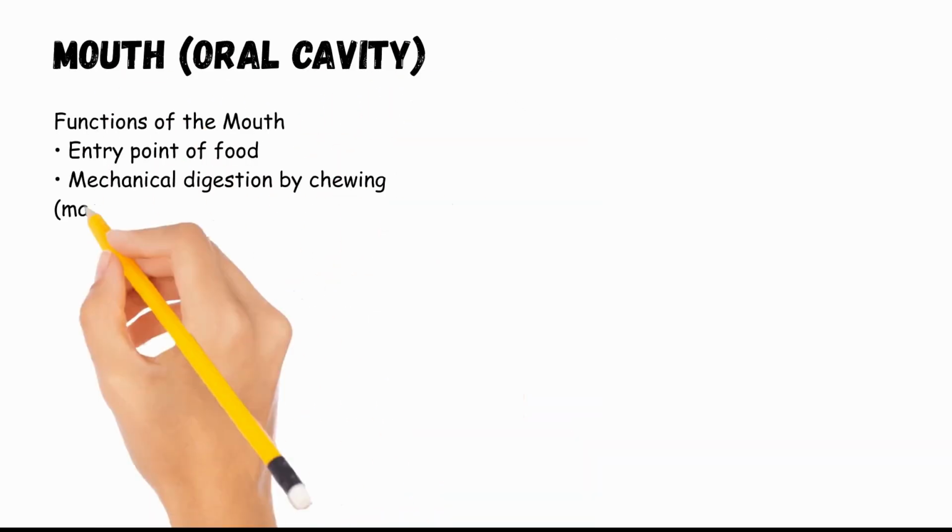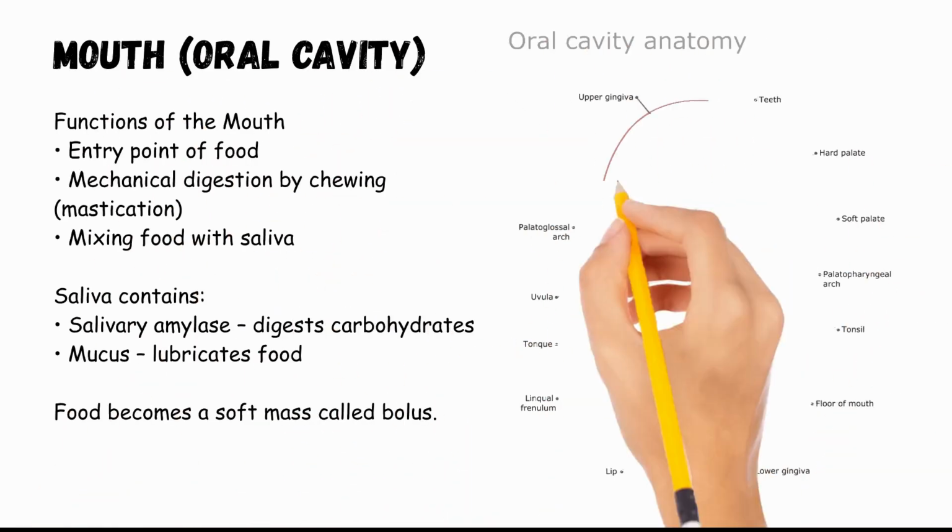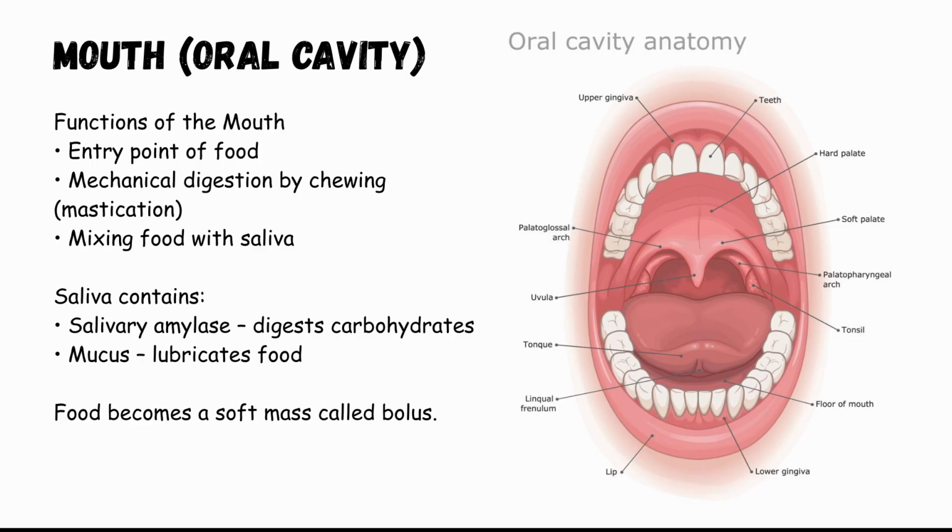The digestive process begins in the mouth, also called the oral cavity. Here, food undergoes mechanical digestion through chewing, which is also known as mastication. The teeth break food into smaller pieces, increasing the surface area for enzymes to act upon. At the same time, food mixes with saliva, which is produced by the salivary glands. Saliva contains the enzyme salivary amylase, which begins the chemical digestion of carbohydrates. Saliva also contains mucus, which helps lubricate food and makes it easier to swallow.